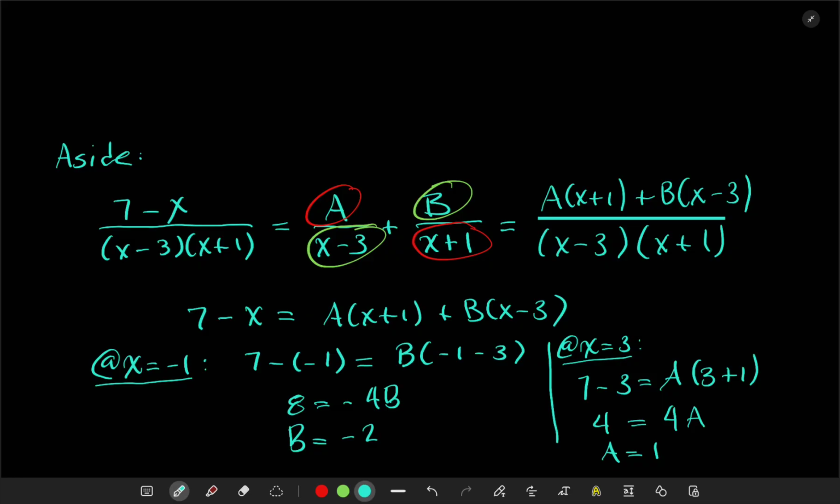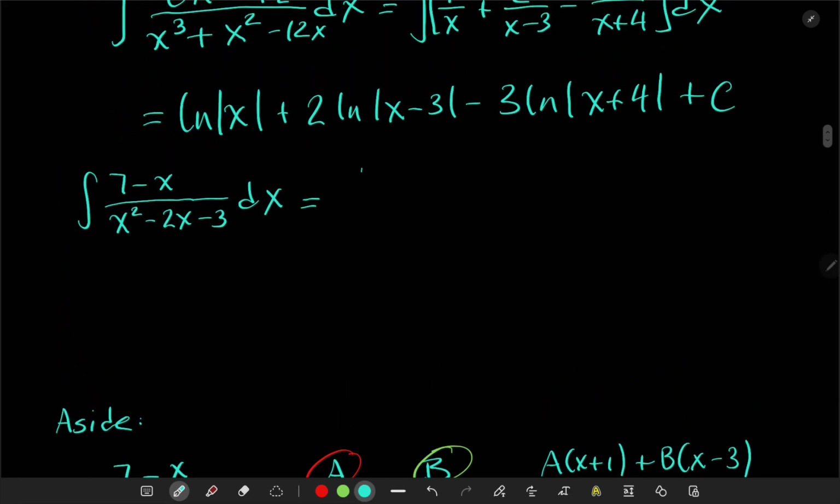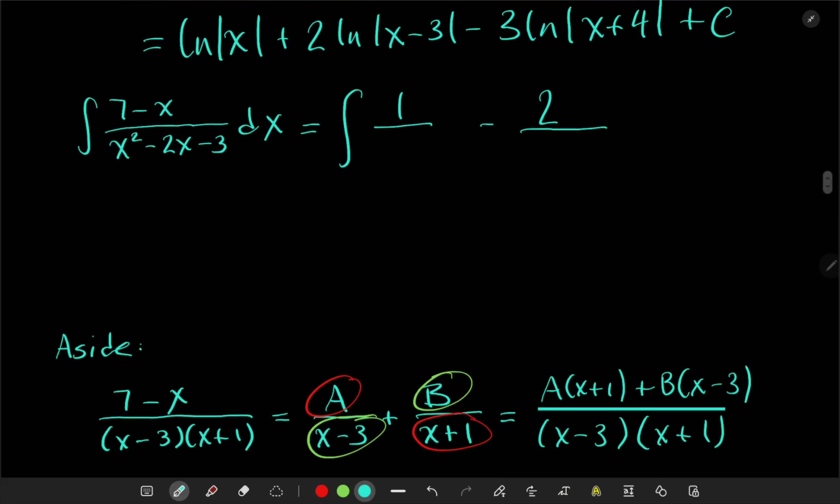You gotta remember that. I hope I will remember that. So this is going to be the integral of 1 over minus 2. I do remember what a and b are, but I don't remember who goes with who. A is going with x minus 3, and b is going with x plus 1, dx. And now you can integrate.